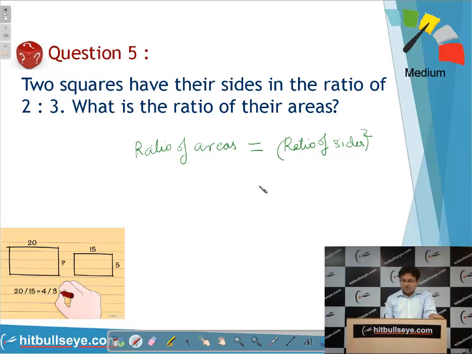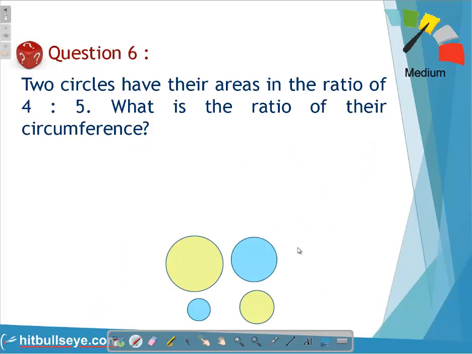So we could very well take out the answer as 2 by 3 whole square, which is 4 by 9. So see how this question becomes very easy by this concept. Let us see one more question based on the same formula.